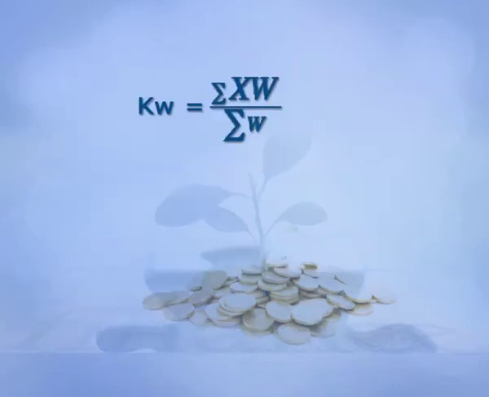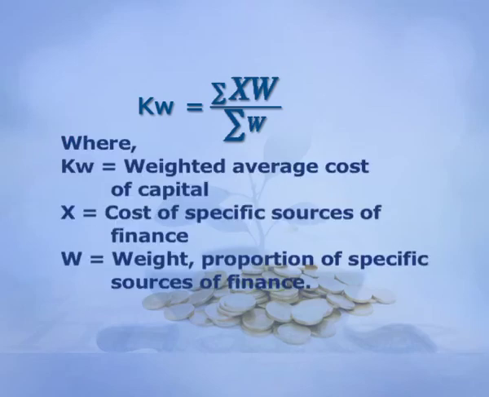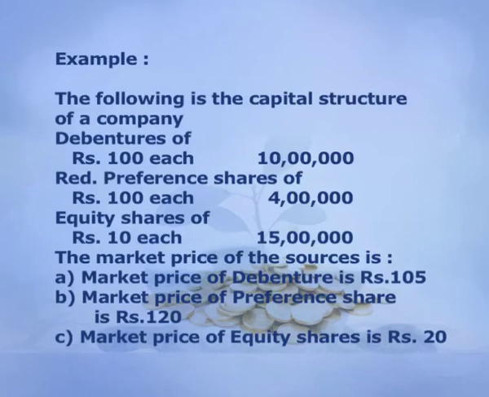Weighted average cost of capital is calculated with the help of a formula. The formula is KW is equal to summation of XW divided by summation of W, where KW is the weighted average cost of capital, X is the cost of a specific source of finance, and W is the weight or the portion of that specific source of finance. Let us take an example.